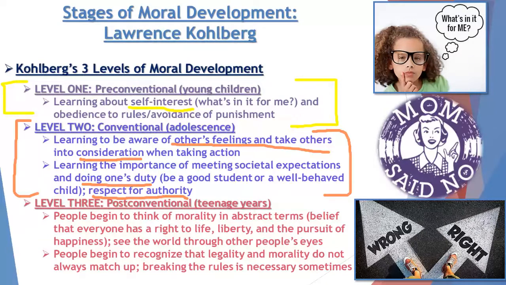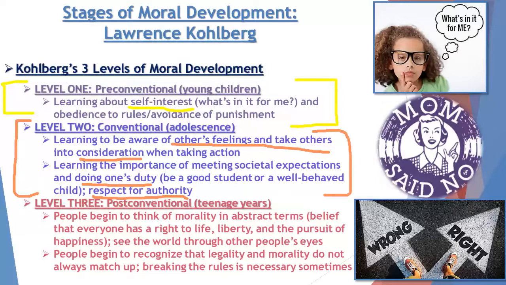Mom said I can't have dessert until I clean my room, so I'm going to do it because that's my duty as a good son or daughter. Or my teacher told me not to throw spitballs at somebody else in my class. So I'm going to not do it because I respect the teacher's authority and I want to be a good student. So we start to take other people's feelings into account when we make actions, but they're people that we know kind of personally. We're doing it for someone that we know kind of intimately in our life.